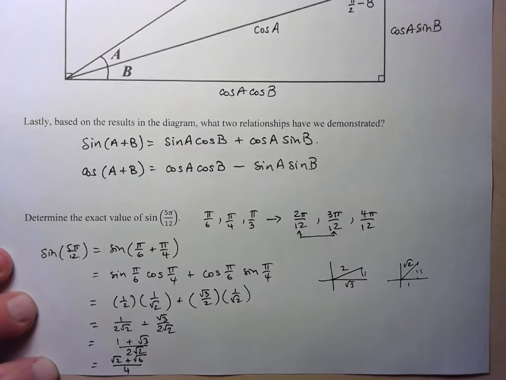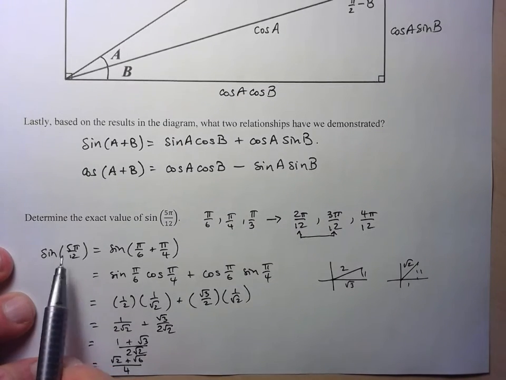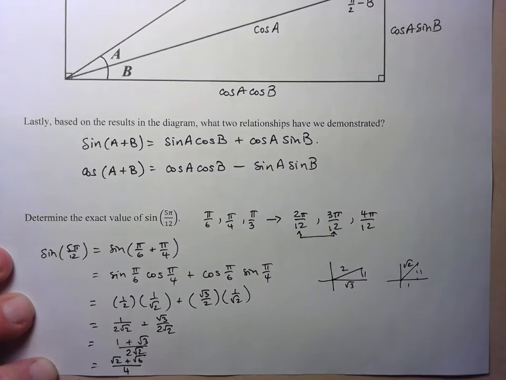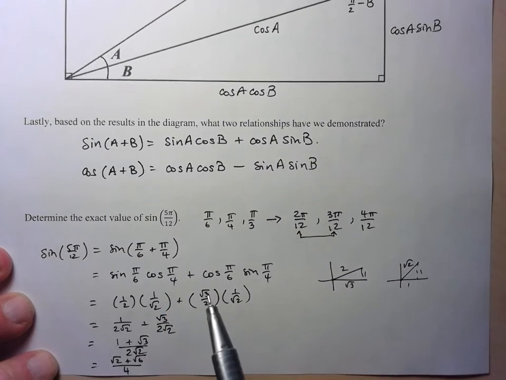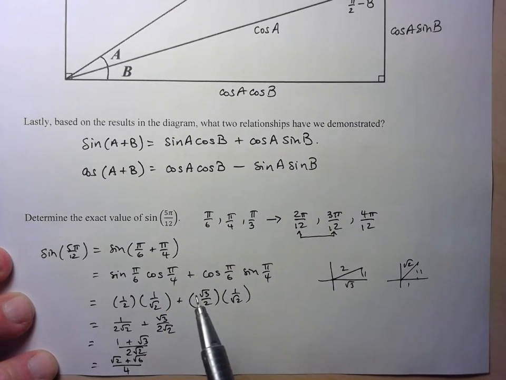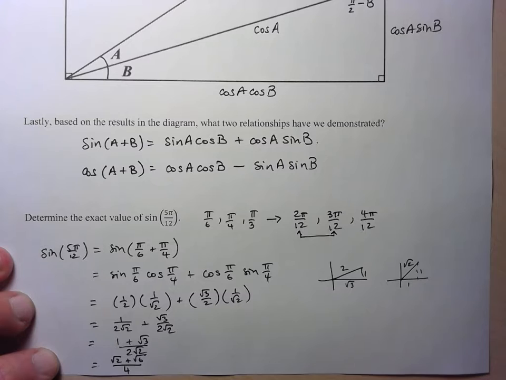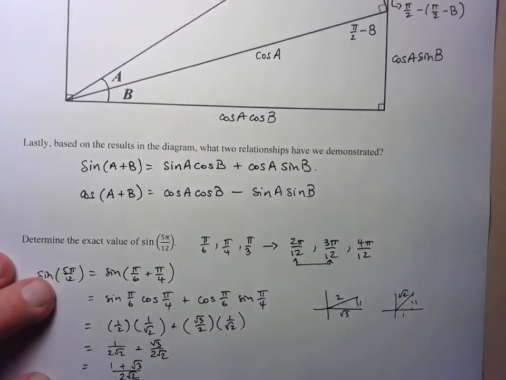And if you wanted to check your answer, you could put sine of 5 pi over 12 in your calculator and get an approximation, and then take an approximation of this sum here, and you'll see that they are the same. Okay? Now this is certainly not the most important use of these formulas, but it is a nice example of how we can apply them. All right? So let's go to our next page now.